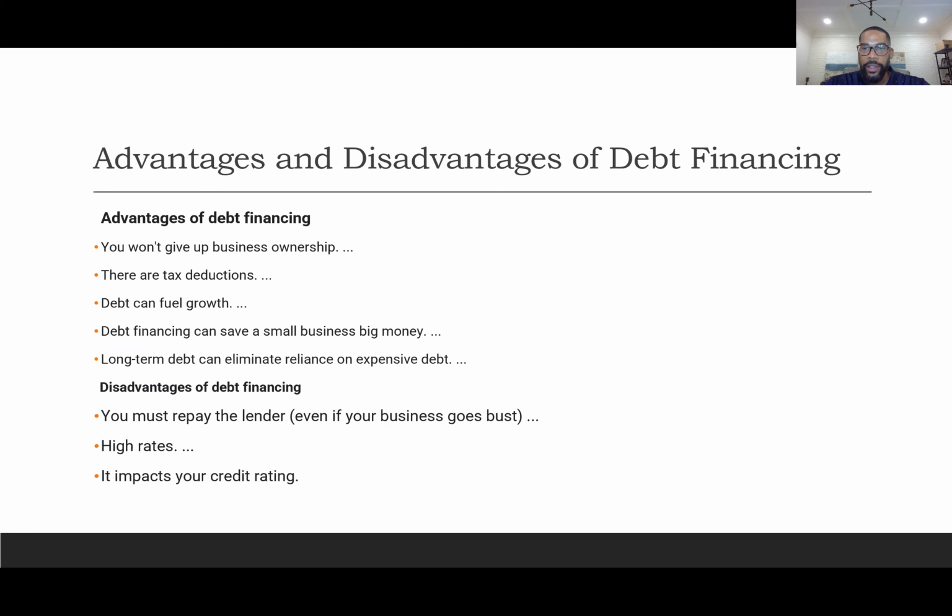Advantages and disadvantages of debt financing. Some of the advantages are that you won't give up business ownership, okay? It's not equity. There are great tax deductions. The debt can fuel your growth. Debt financing can save a small business big money, and long-term debt can eliminate reliance on expensive debt. The disadvantages of debt financing are that you must repay the lender. Even if your business goes bust, you still owe a promissory note to pay that debt. The rates are typically high with unsecured money, but if it's secured, you can get a lower rate for that type of financing. And last but not least, like I said before, it does impact your credit rating when it comes to debt financing.